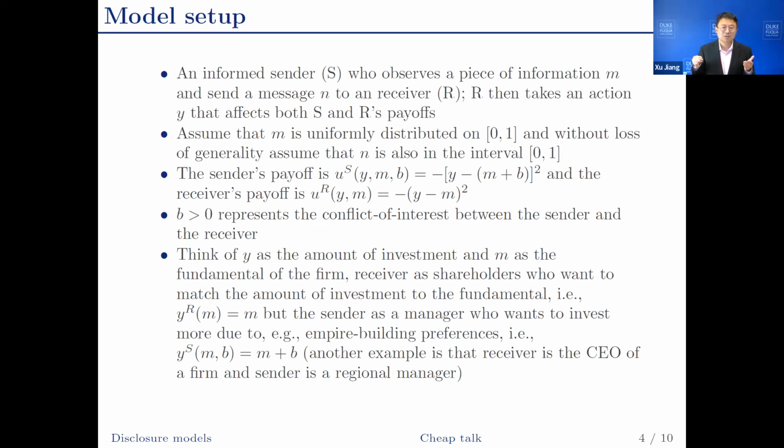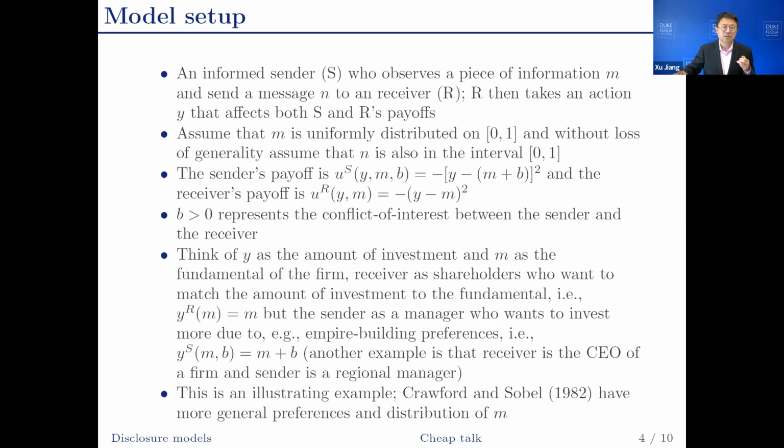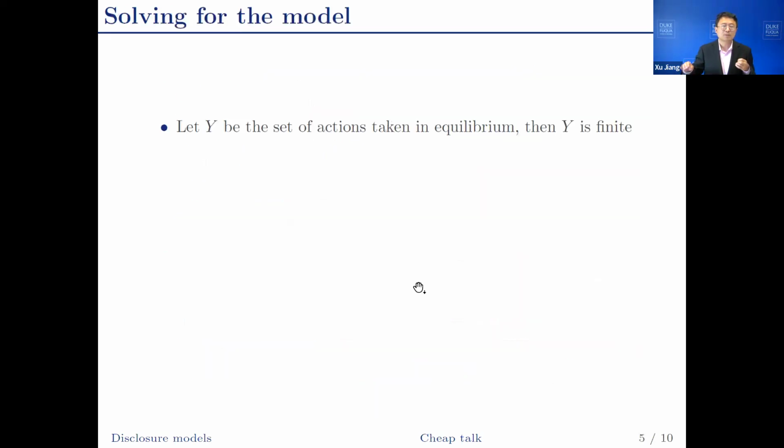Another example could be that the receiver is the CEO of the firm who wants to invest based on the firm's fundamentals. The sender is a regional manager who wants more investment for his or her region. This is just a special example of Crawford and Sobel. Their original paper has more general preferences and more general distributions. So if you want more details, check out the paper.